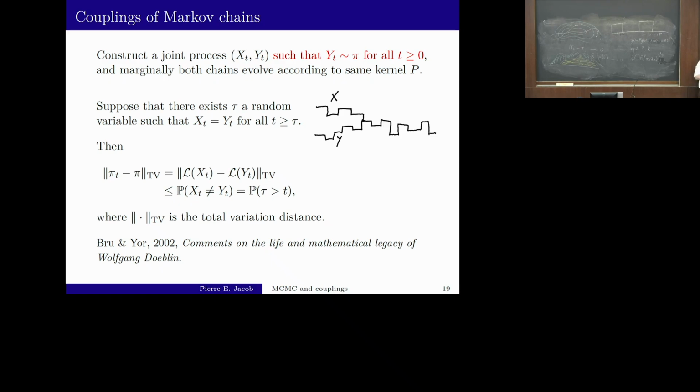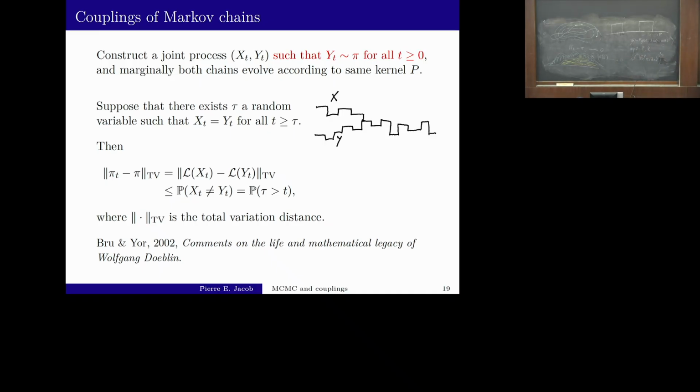So this is assuming that the kernel is pi invariant, right? Because otherwise, you could not have the Yt distributed according to pi for all t. Forever, yes. You're right. If you want them to stay forever together, they need to be at least going to the same distribution.